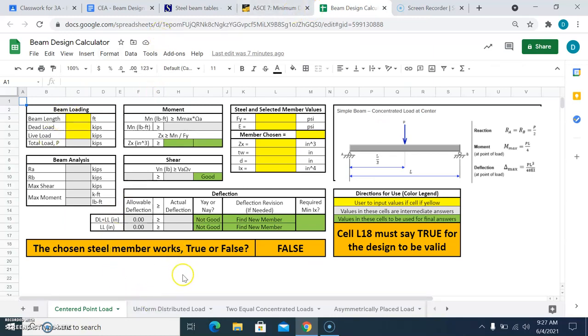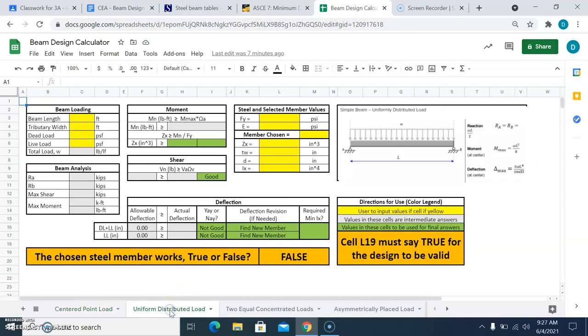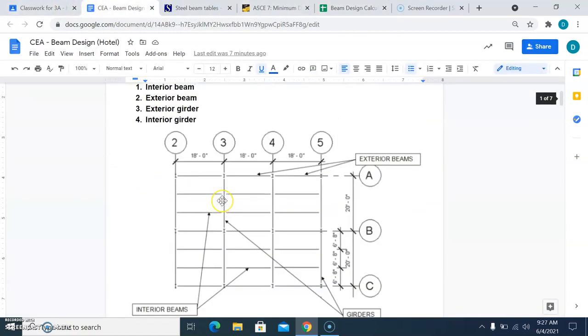And now let's go over to the calculator, and we're going to use uniform distributed load for the beams. And the beam length is 18. And we know that the live load is 40, and the dead load was given at 40. We know that F of Y is 36,000, and you have to include that here before this number will start to populate. E is always going to be 29 million. And we have to get this tributary width. And tributary width seems to trip some students up, but tributary width is pretty simple. It's just the span at which the beam in question is the closest member.